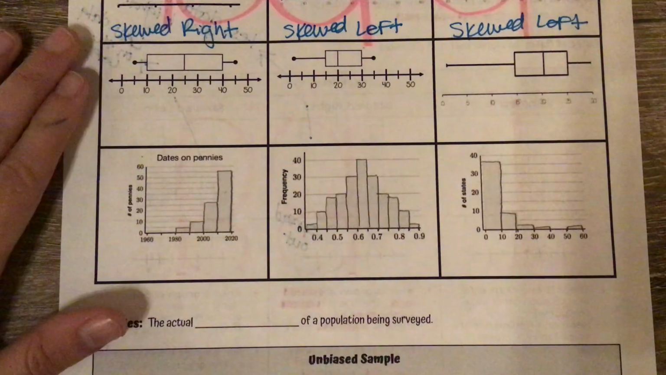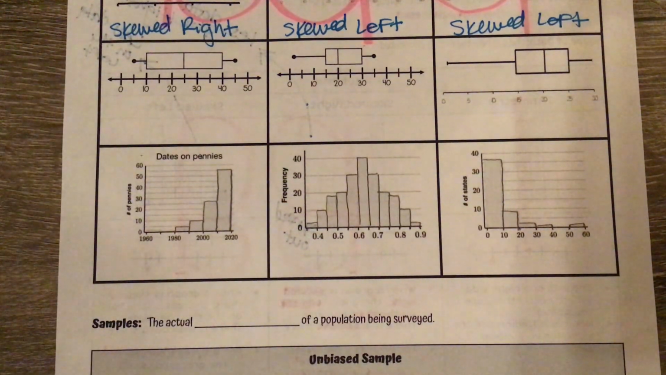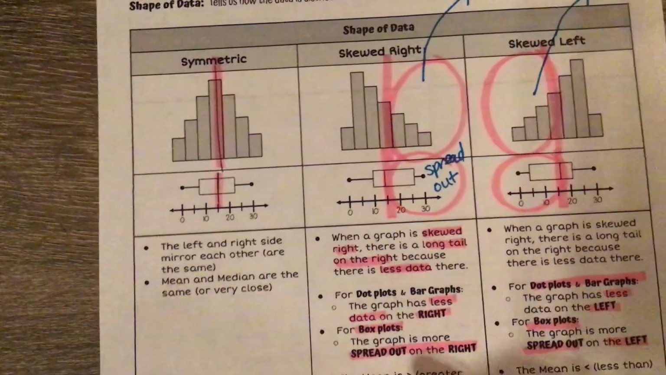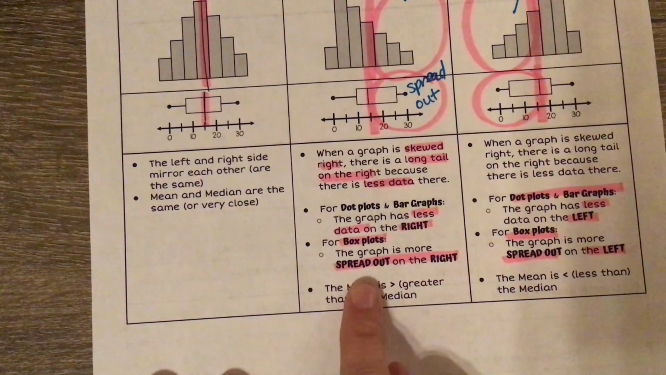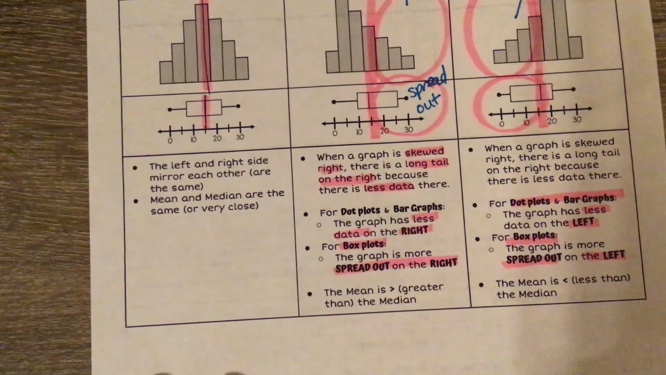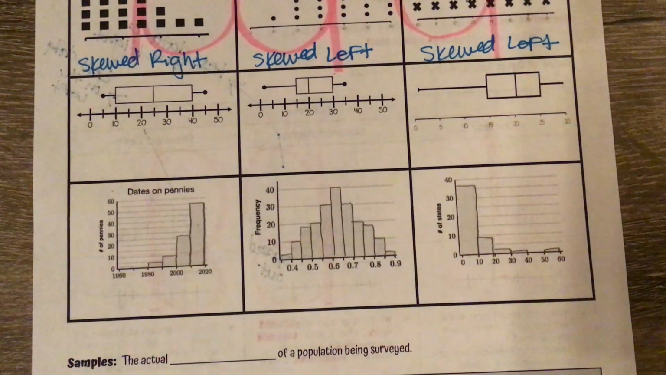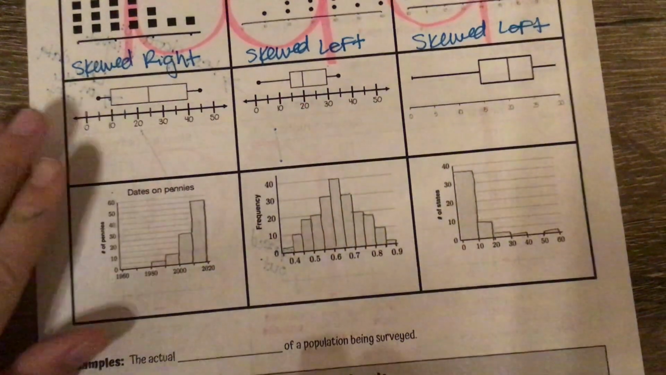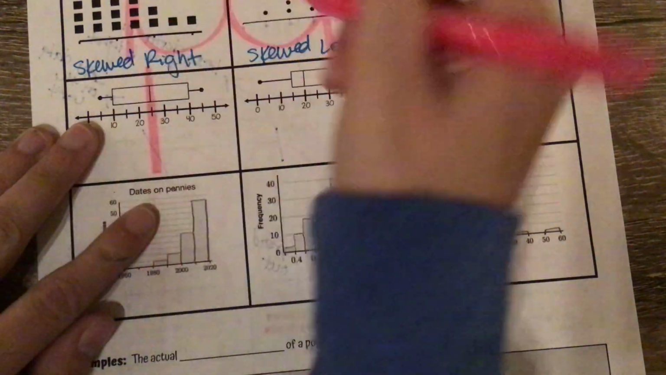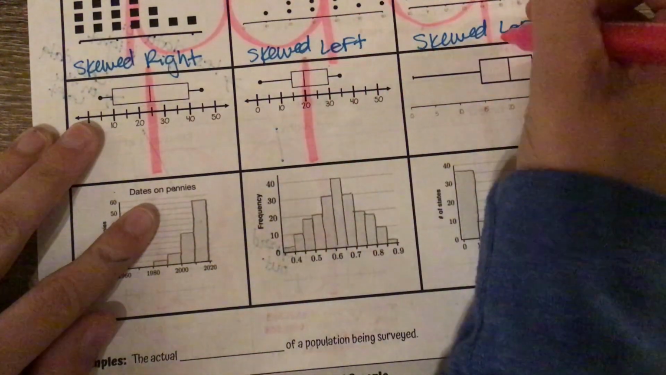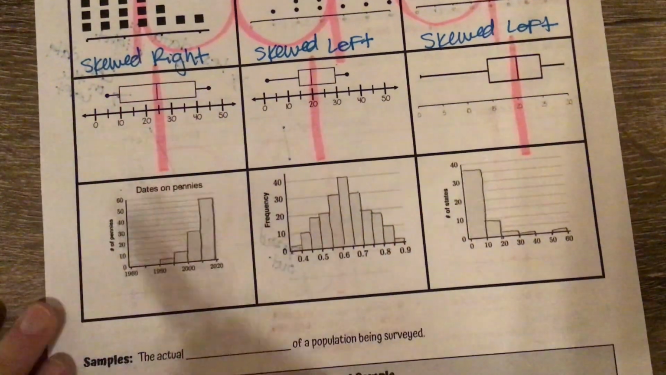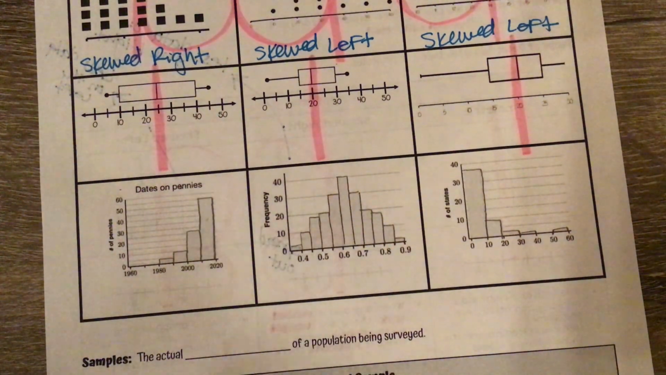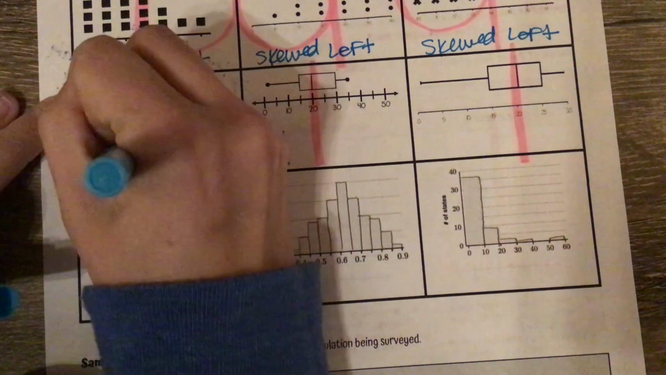All right, next ones we're looking at box plots. Remember that box plots work the opposite way, kind of. So for a box plot, if the graph is more spread out on the right, it is skewed right. If it's more spread out on the left, it's skewed left. So let's look at these three examples. Remember, the line in the middle of the box is our halfway point. I'm just going to draw a line through there, and we can figure it out. For this one, it looks pretty symmetrical to me. The left side and the right side look the same. So I'm going to say symmetrical.